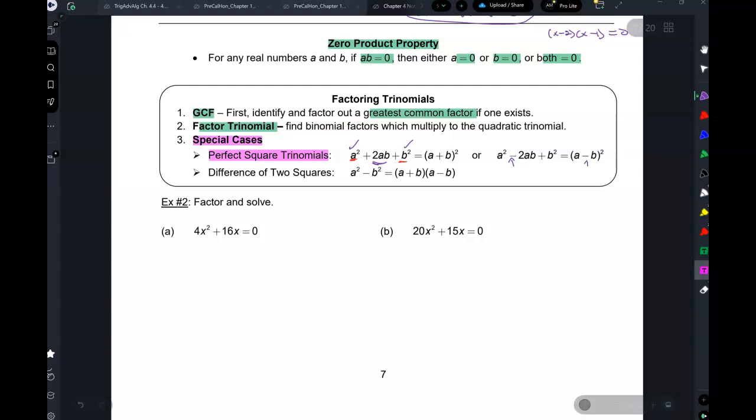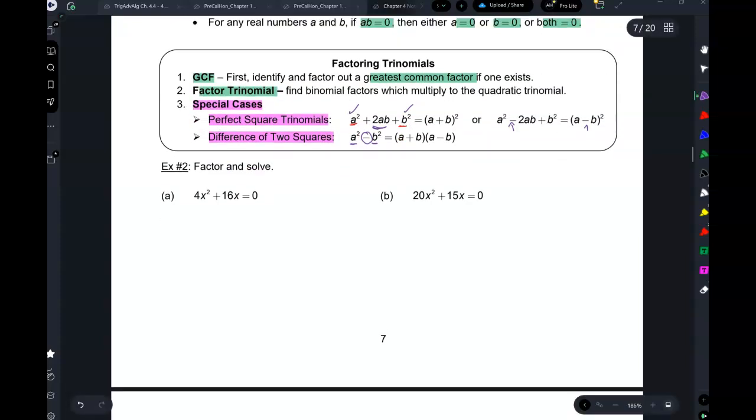And then the other one is a difference of 2 squares. Now you have perfect square, minus in the middle. That's when you can factor it, A plus B, A minus B, like this. All right? I think these are all things you learned in Algebra 1. So in Algebra 2, we don't learn these from scratch. Okay?